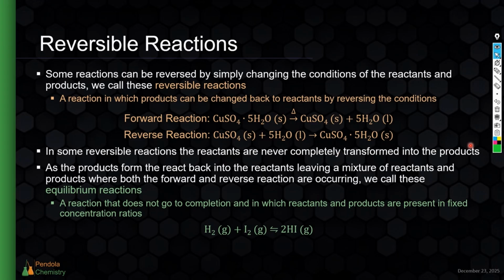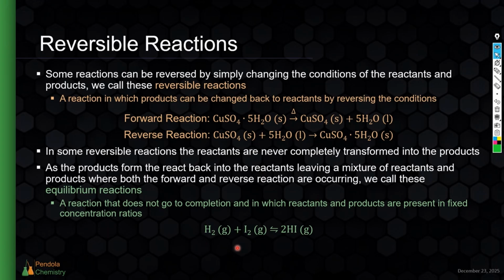Now, some reversible reactions, though, never completely go in one direction. The reactants never completely turn to the products. That's what we know as an equilibrium reaction. Equilibrium reactions are reactions that do not go to completion. They do not turn every single reactant into a product. So the reactant and the products are present in fixed concentrations and ratios during the reaction.